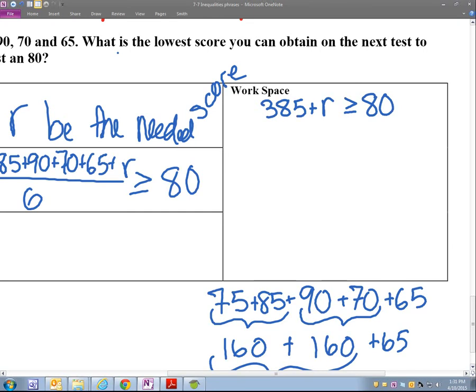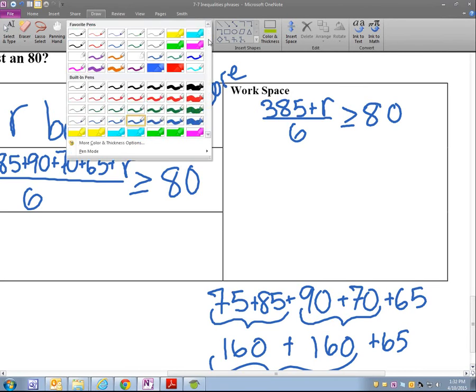Yes, sir? Ah, thank you. Good catch. Okay, you guys solve that. I'll solve it, and we'll go from there. So you guys go ahead and start. Do not look up here until you're done.